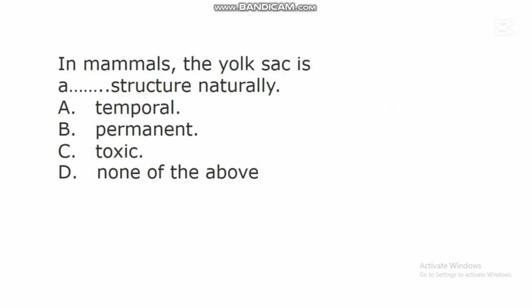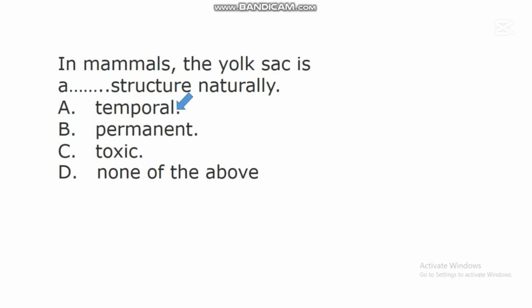The next question says, in mammals, the yolk sac is a dash structure naturally. A. Temporal structure. B. Permanent structure. C. Toxic structure. D. None of the above. In this question, the correct answer is A.